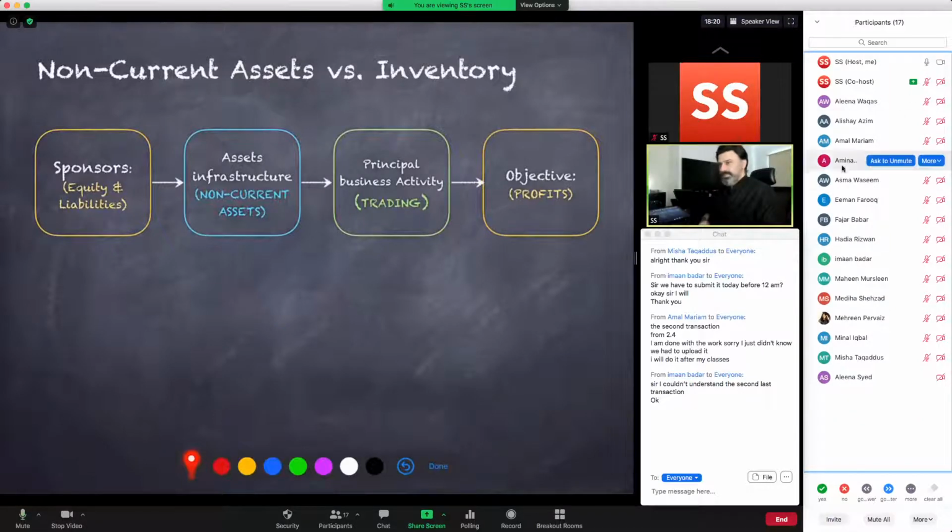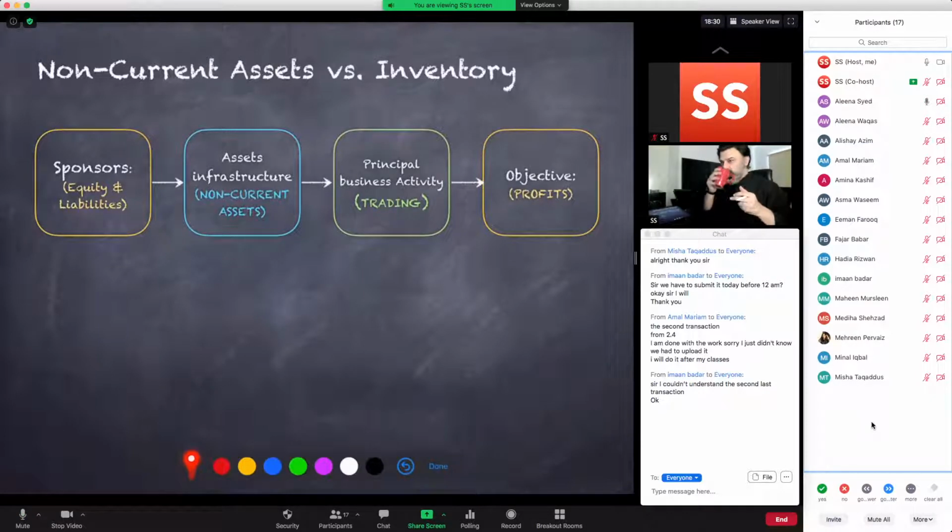Okay, Alina, you were late today again. Alina, do you have a clash or something? This is the second time you joined the class late. So आपका कोई clash तो नहीं है? No, sir, sorry, I marked it wrong in my schedule. Okay, okay, don't worry. Chalo.